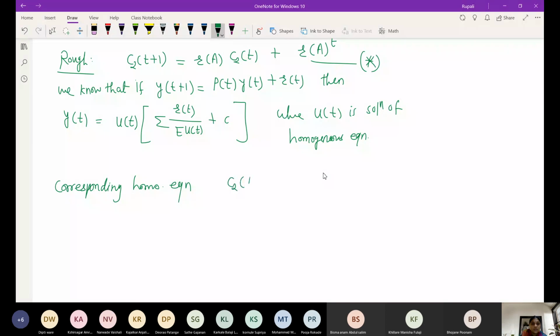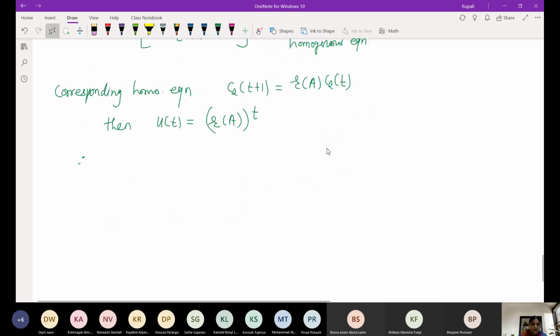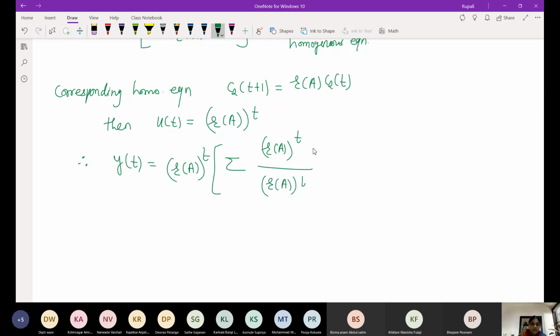what is the corresponding equation? C2 at t plus 1 is equal to R of A times C2t. Then what is its solution? The corresponding ut must be R of A raised to t, right? Yes, ma'am. So therefore yt will be ut times summation of r of t, which is my right hand side, R of A raised to t, and what will be this? R of A raised to t plus 1, right, over R of A raised to t plus 1, plus constant c.